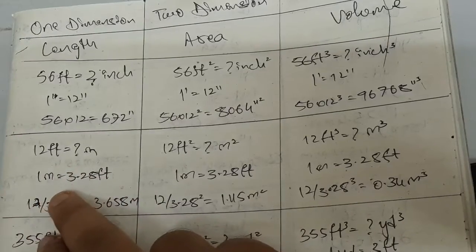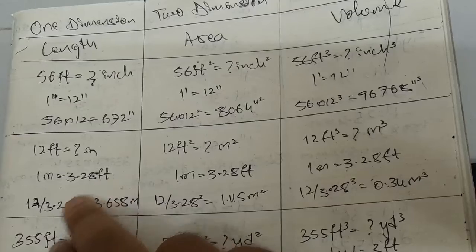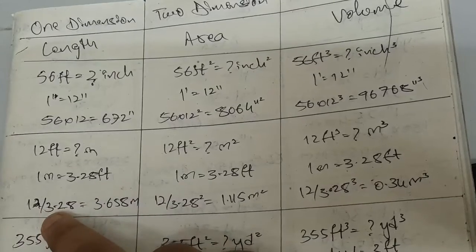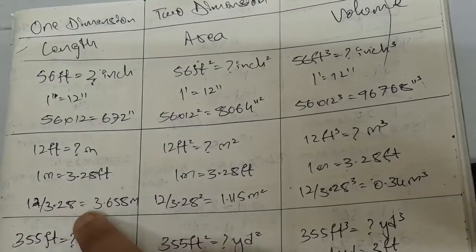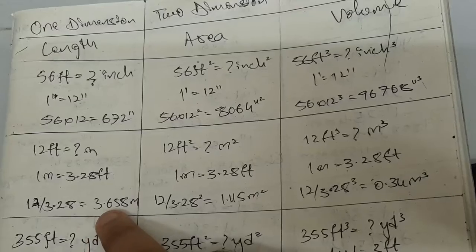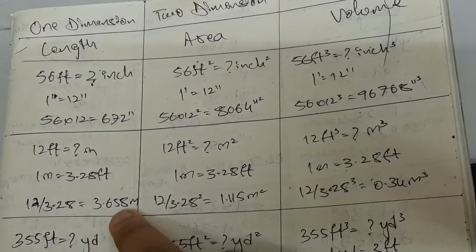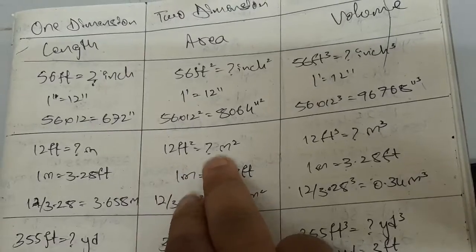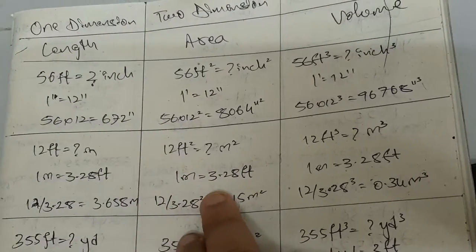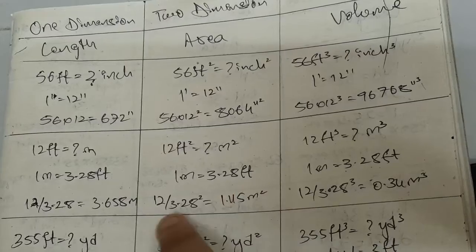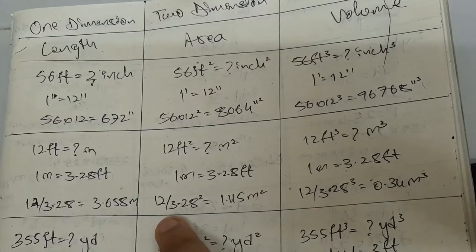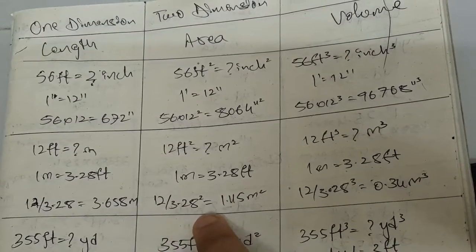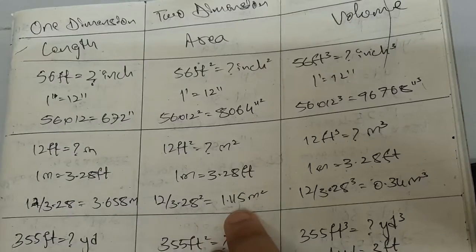Coming to our next problem, we have 12 feet is equals to how many meters? Now since 1 meter is equals to 3.28 feet, we divide 12 divided by 3.28 gives us 3.658 meters. 12 feet square is equals to how many meters square? Now since 1 meter is equals to 3.28 feet, we are dividing 12 by 3.28 square, which gives us 1.45 meters square.